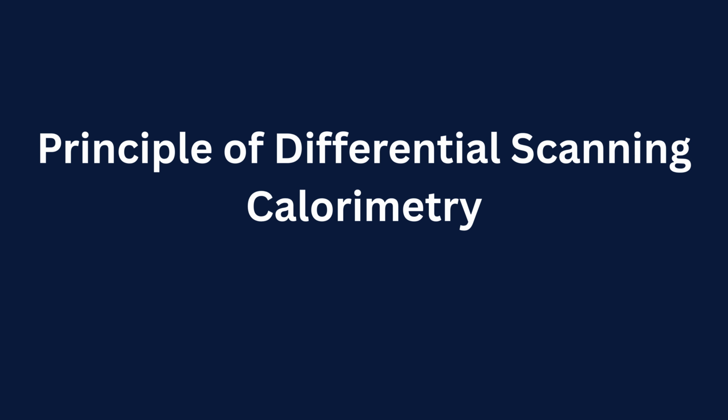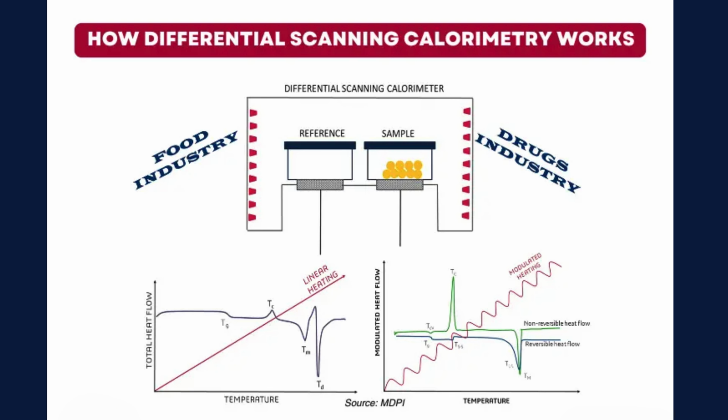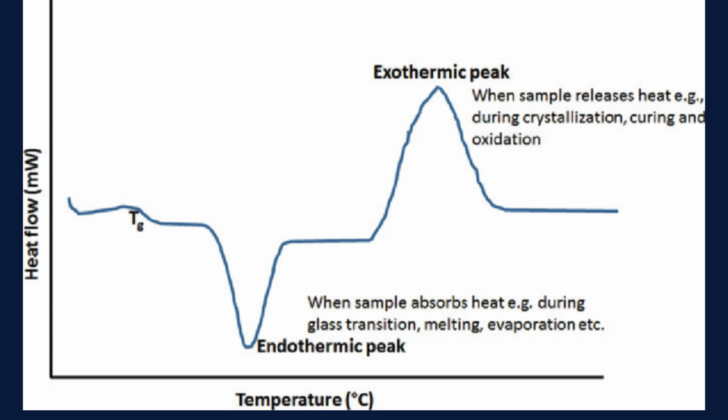Principle of differential scanning calorimetry. The fundamental principle of DSC is to measure the difference in heat flow between a sample and an inert reference while both are subjected to a controlled temperature program. The sample and reference are heated, cooled, or maintained isothermally under identical conditions. If the sample undergoes a thermal event such as melting, crystallization, glass transition, or chemical reaction, its heat requirement differs from that of the reference. The DSC instrument detects this difference and records it as heat flow versus temperature or time.